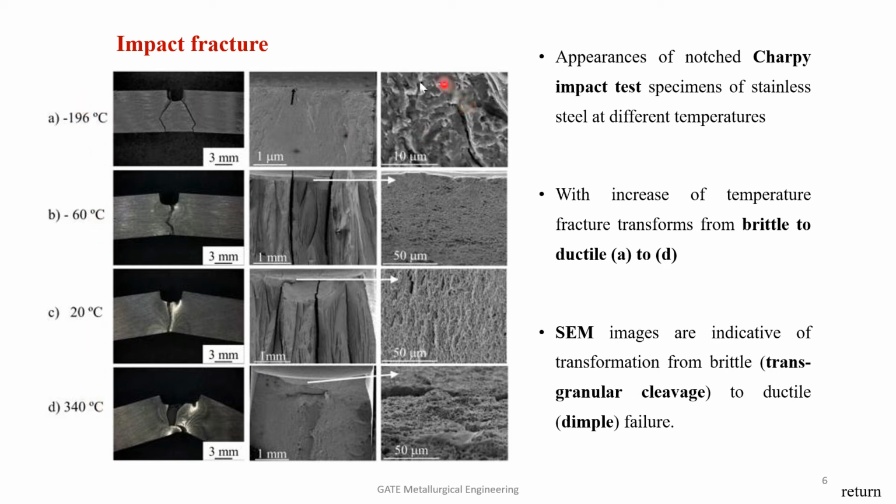Initially the material was brittle. That is why we have a grainy appearance. And as the temperature increases, there is a transition and we have a ductile material. That is why we are seeing dimples. These are actually SEM images of a material that undergoes transition from a brittle nature to a ductile nature when subjected to a Charpy impact test.